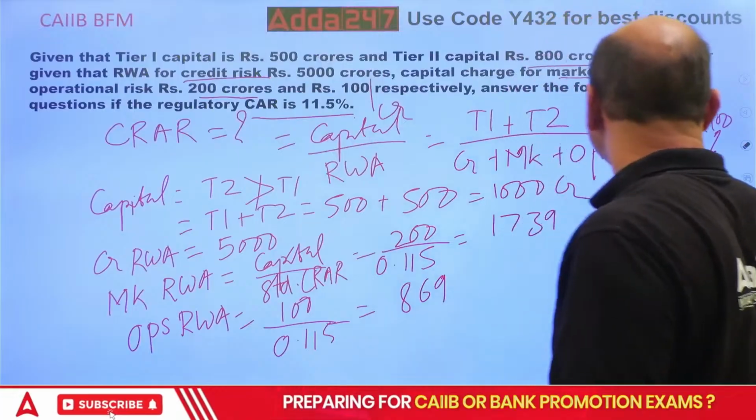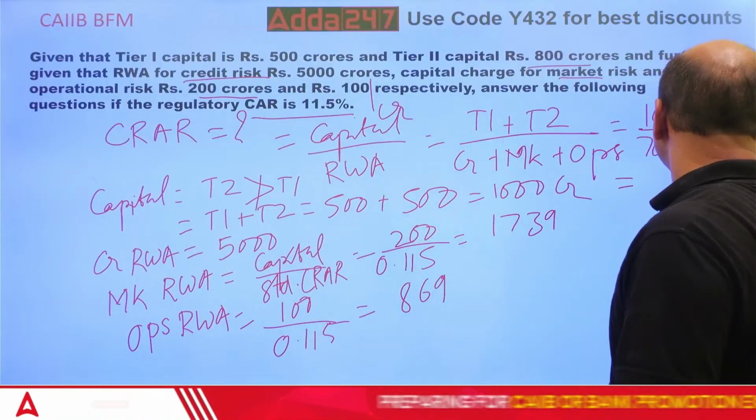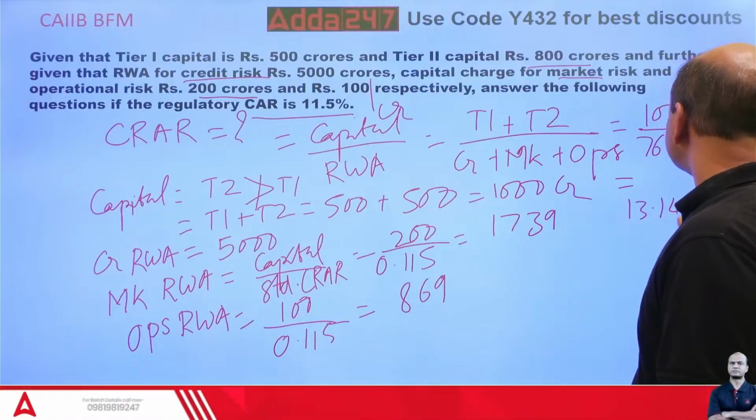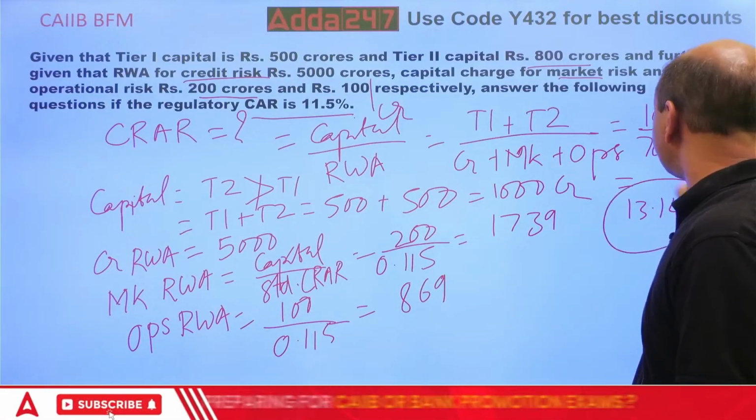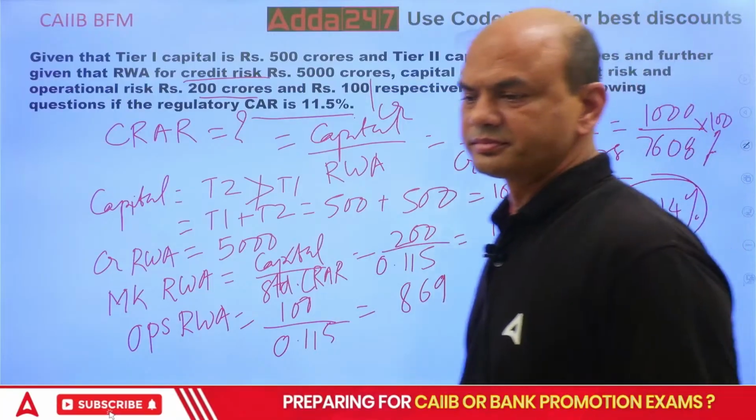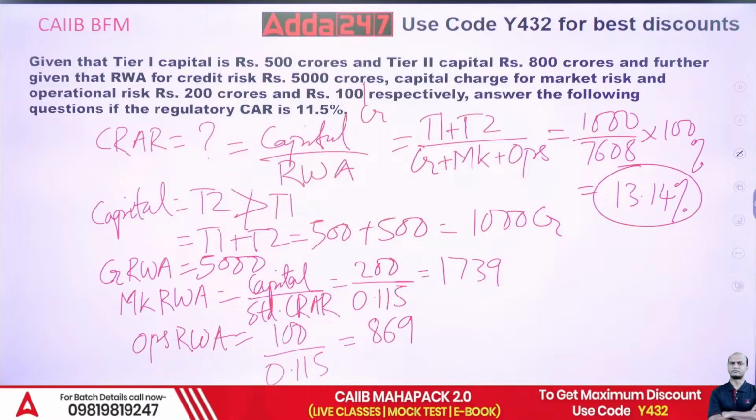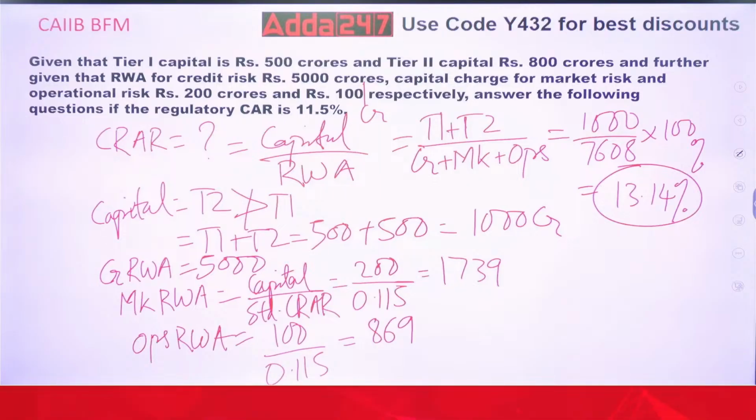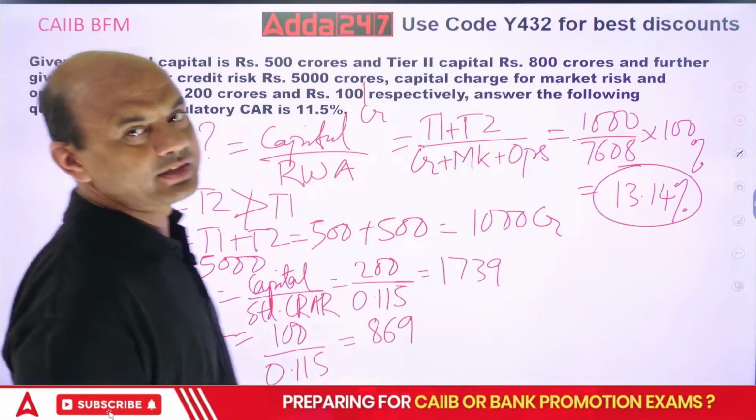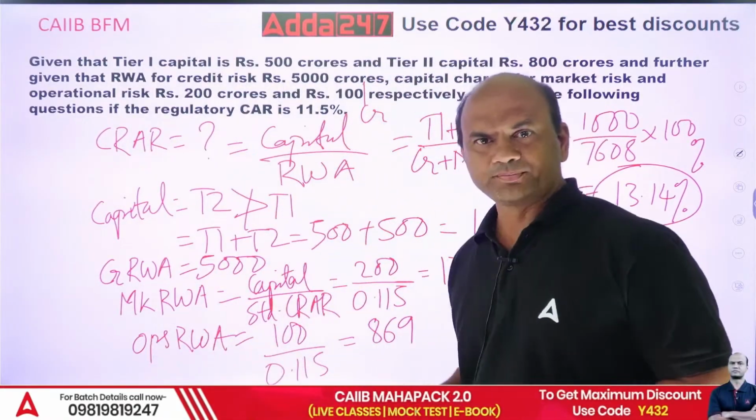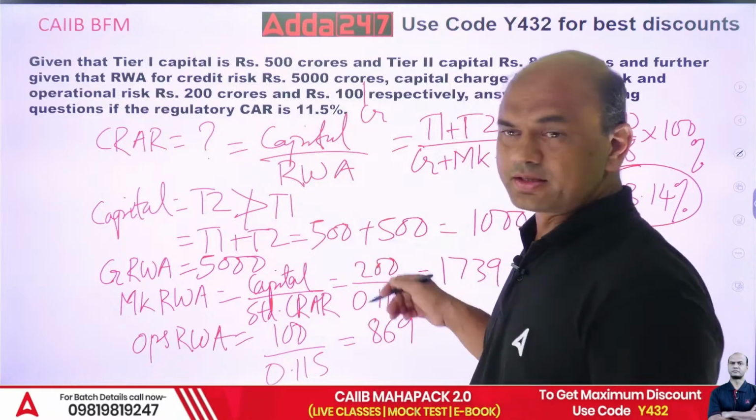You are getting it as 13.14% after multiplying with 100. Your final answer is this. Right? So this was the numerical. This numerical is asked in each and every exam. Almost every exam will see this numerical. So practice this again.